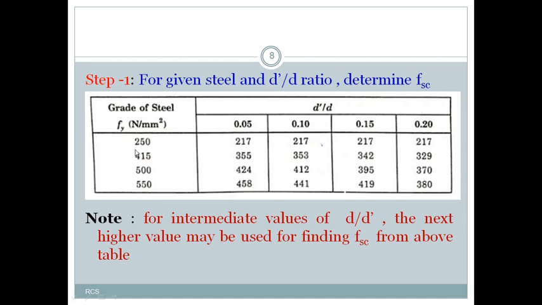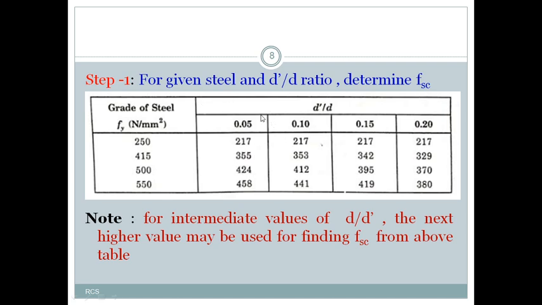So if you want to know what is fsc, that is compression stress in compression steel corresponding to the Fe415 and d dash by d ratio 0.1. So here we'll take for Fe415, and d dash by d ratio is 0.1, that is 353 Newton per mm square. But sometimes you may not get the exact values like 0.05, 0.1, 0.15, 0.20 ratios.